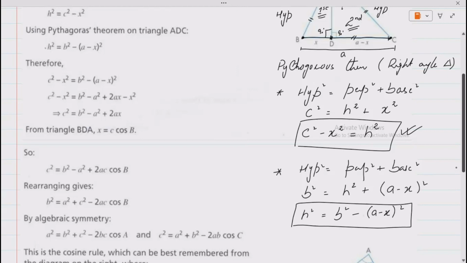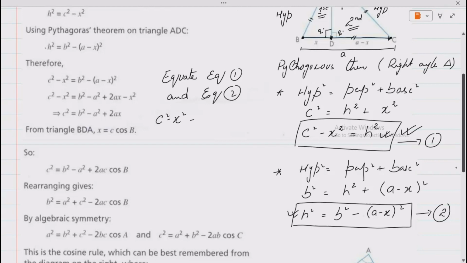So now we got these two equations, let's call it equation 1 and let's call it equation 2. Now we have these two equations, and from both of the equations we can find h easily. Now this says that h square equals this. Equation 2 says h square equals this. So actually we can equate equation 1 and 2. What do we mean by equating equation 1 and equation 2? It means that because both are equal to h square, both are equal. So it means c square minus x square equals b square minus (a minus x) whole square, right?